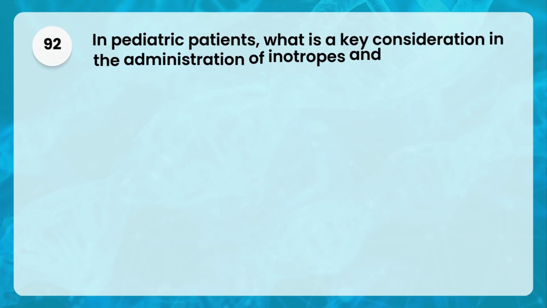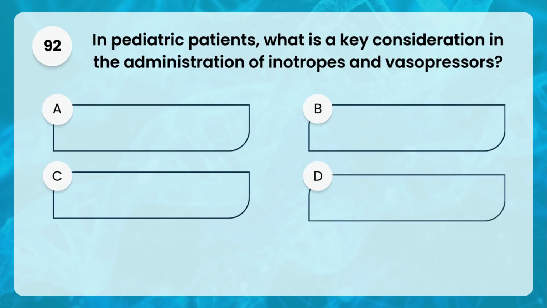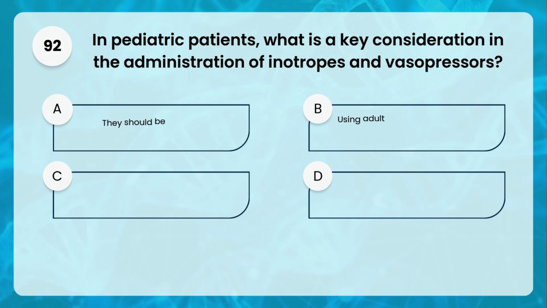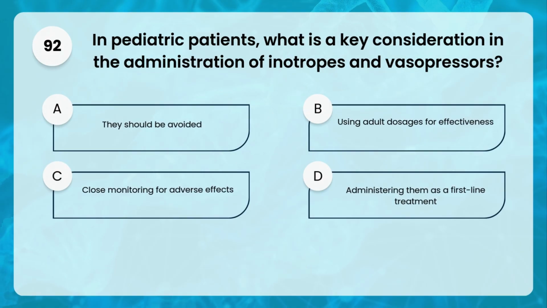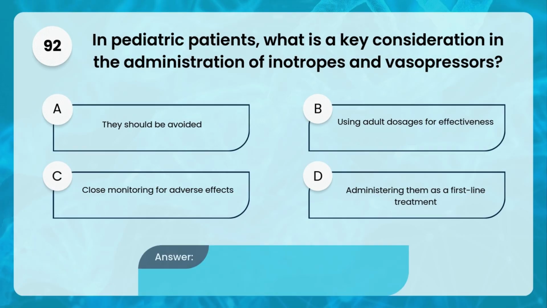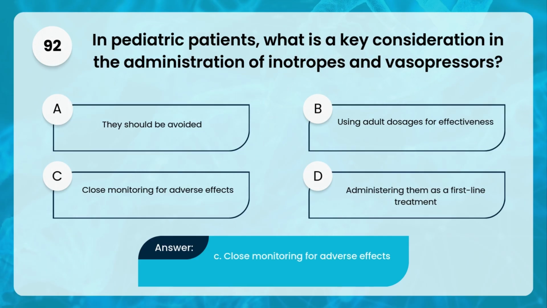92. In pediatric patients, what is the key consideration in the administration of inotropes and vasopressors? A. They should be avoided. B. Using adult doses for effectiveness. C. Close monitoring for adverse effects. Or D. Administering them as a first-line treatment. The answer is C. Close monitoring for adverse effects.